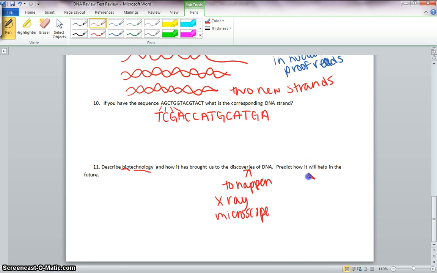We have computers now that give us animations of what things actually look like that take place in the body. If we did not have these things, there's no way that we would even know what DNA looks like, or we would even know what cells look like. Especially when we start talking about transcription and translation, there's no way that we would even depict what those things look like either.